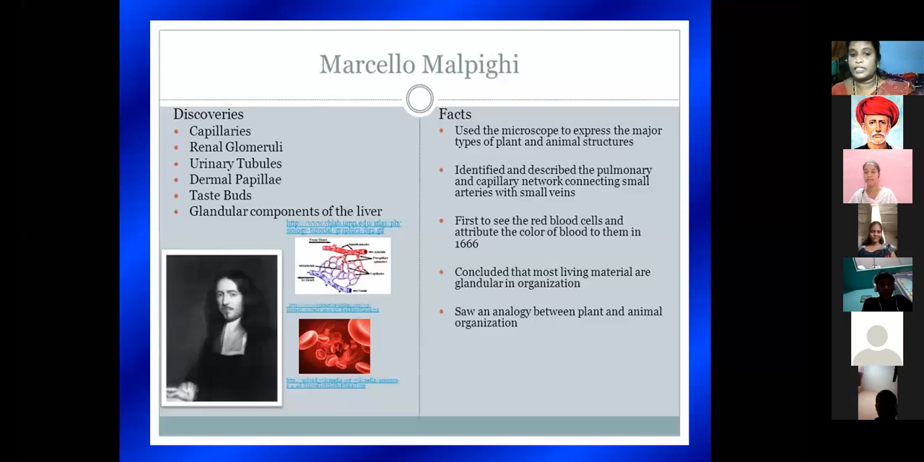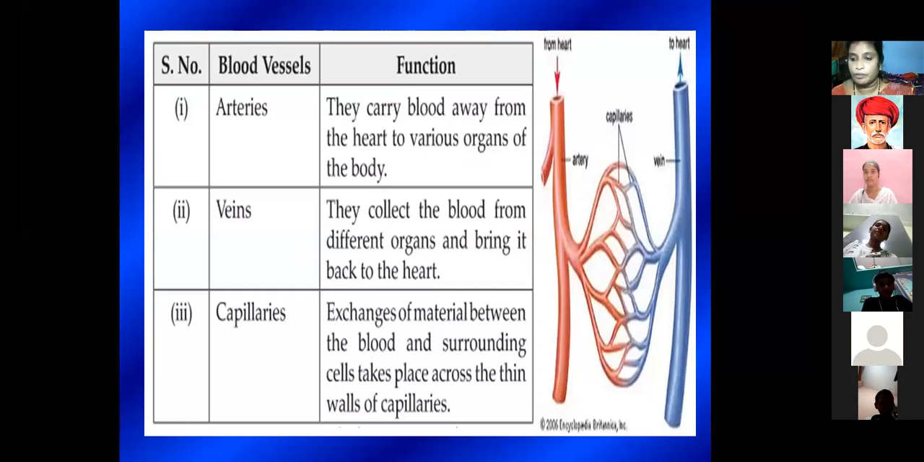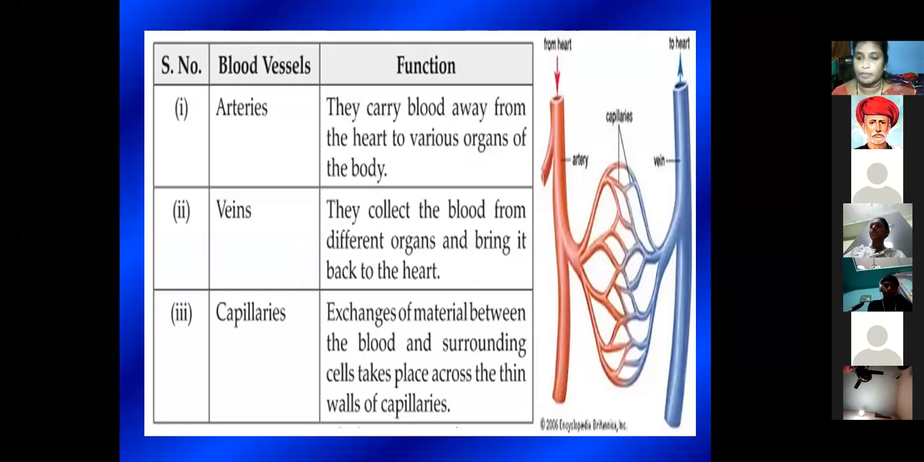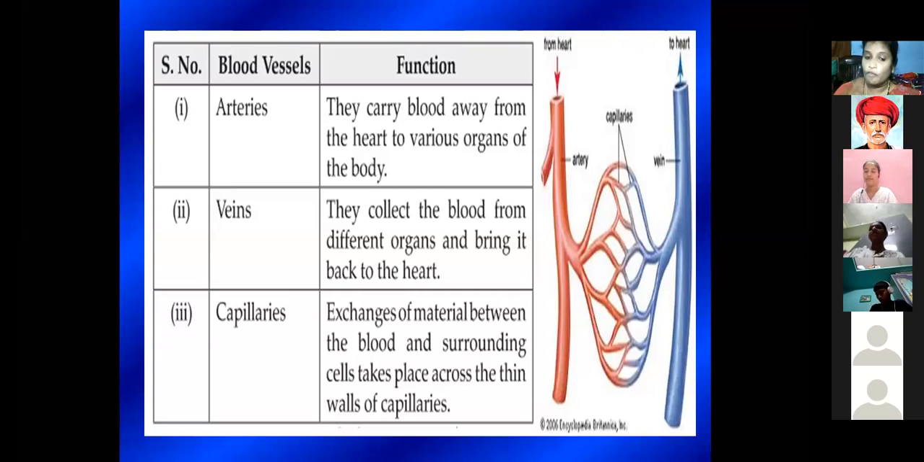Malpighi and William Harvey, both scientists, worked on blood and blood vessel anatomy. Blood has blood vessels, as we already discussed in the previous classes. Arteries, veins, and capillaries are the main kinds of blood vessels. Arteries carry blood away from the heart to various organs of the body. Veins collect the blood from the different organs and bring it back to the heart.